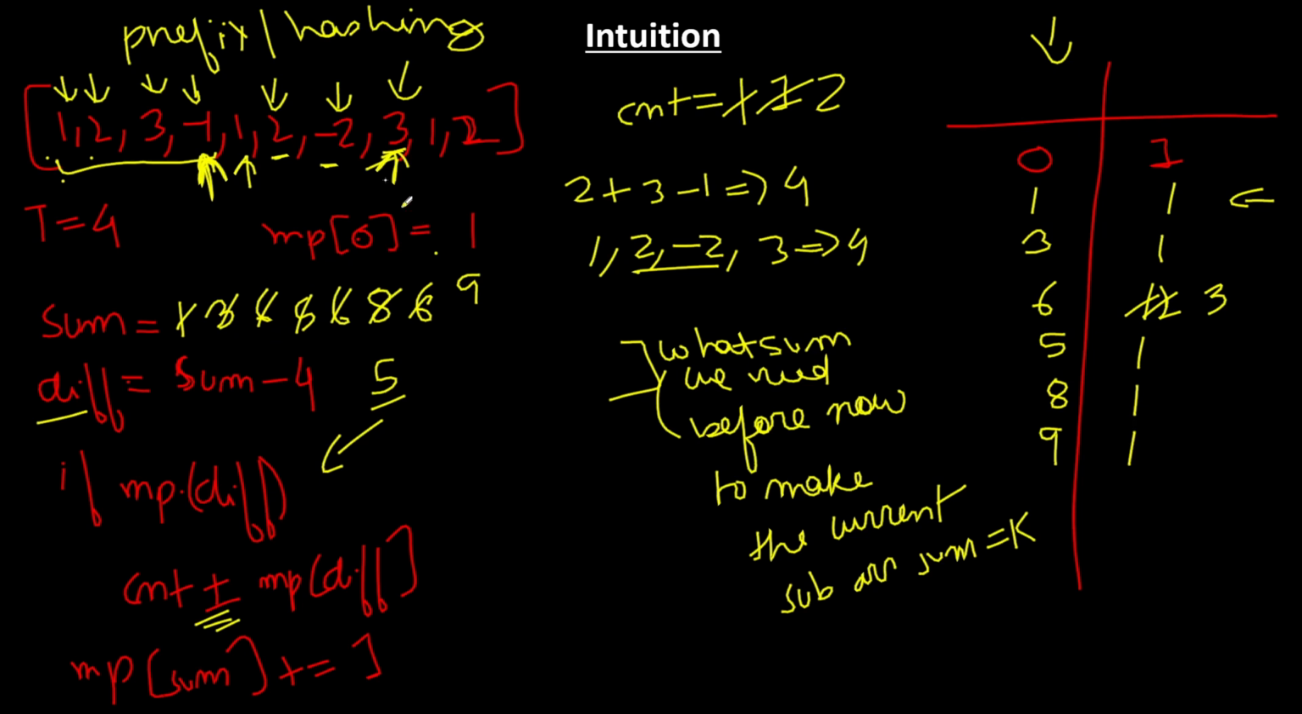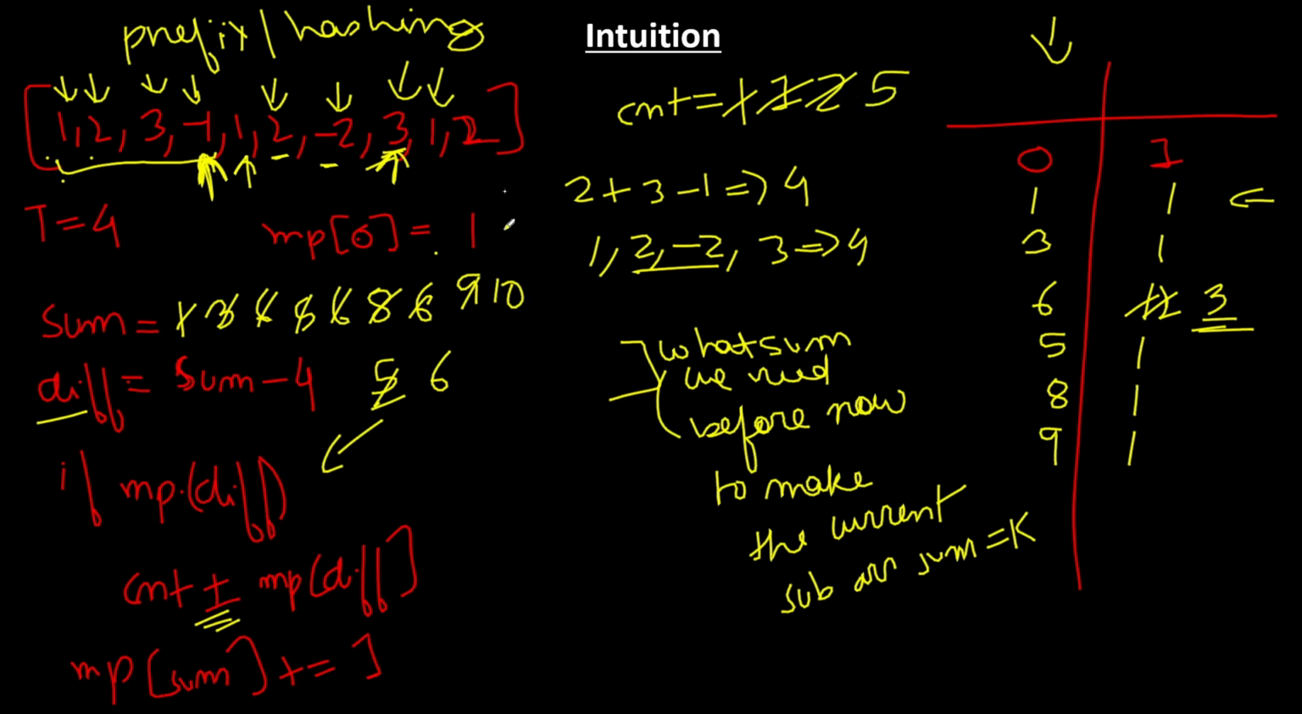Then you move ahead, you have 10 now. And 10 minus 4, it's 6, right? Now we look whether we have 6 in our map or not. Okay, we have. So we directly add it to our count. So our count becomes 5, right?